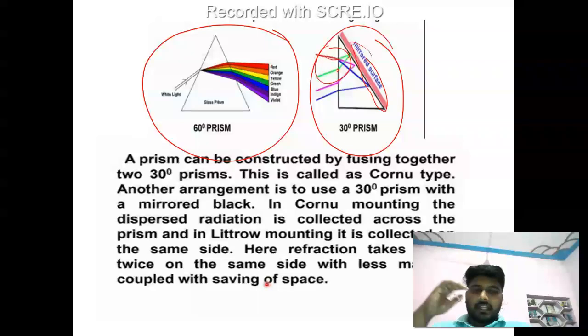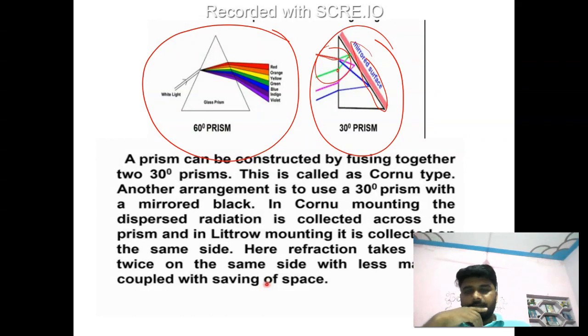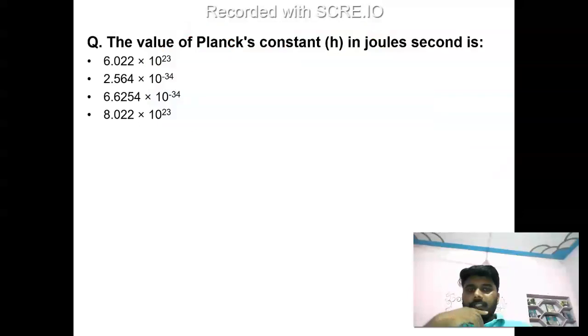If you want to save space for designing any instrument, you can use this 30-degree prism, right? And this one is a simple phenomenon, that is prism dispersion of light, right? So another basic question: you have to tell the Planck constant value in joule second.